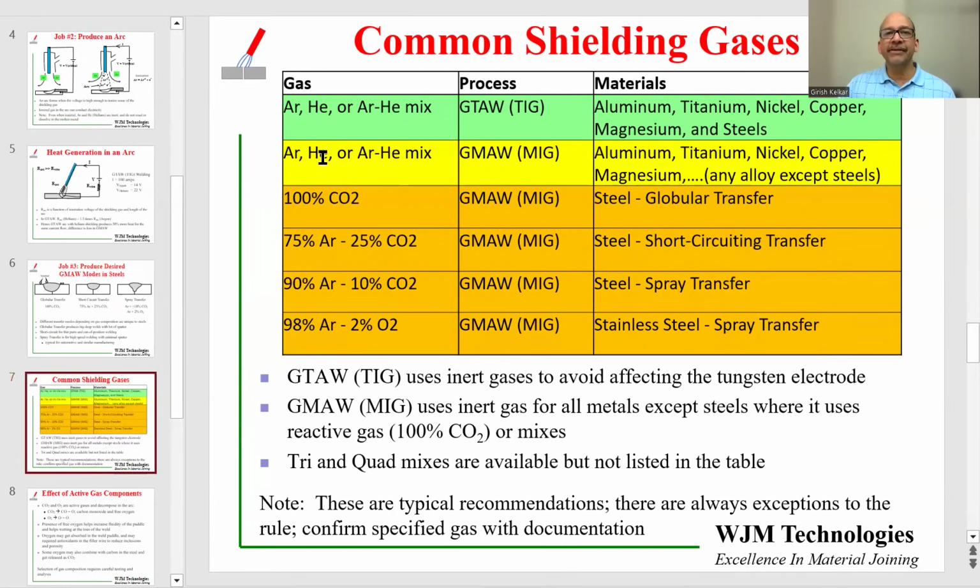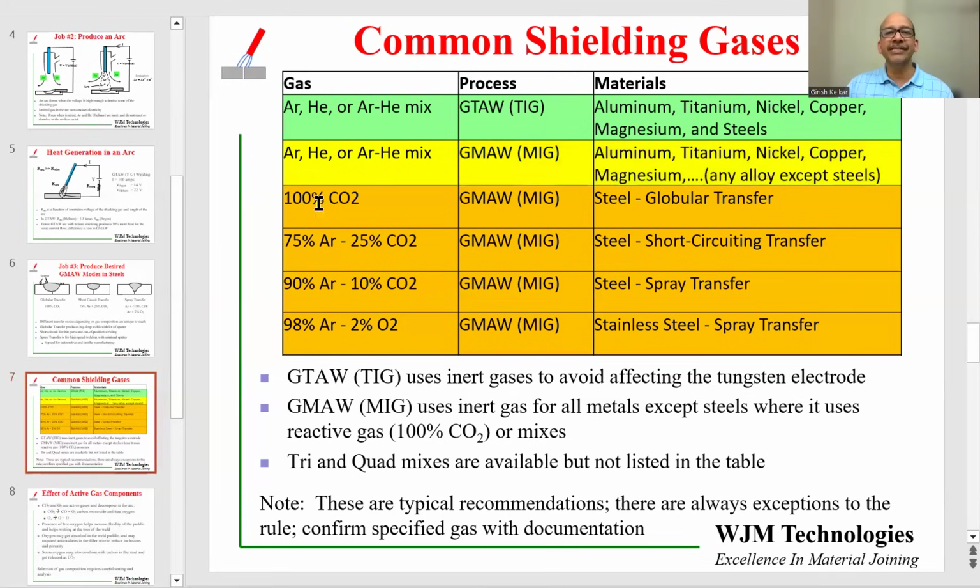You can also use an inert gas mixture for MIG welding for all metals except steels. So if you're welding any other metal other than steel by MIG welding, such as aluminum, titanium, nickel, copper, magnesium, and so on, anything except steel with MIG welding, you will be using an inert gas or inert gas mixture, either argon, helium, or an argon-helium mix. The only time you're going to use an active gas or reactive gas is when you're welding steels with MIG welding.